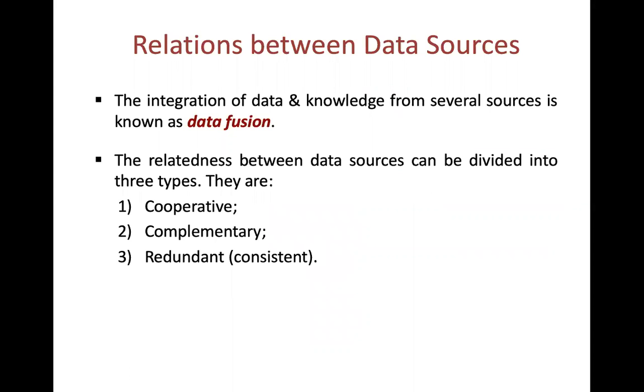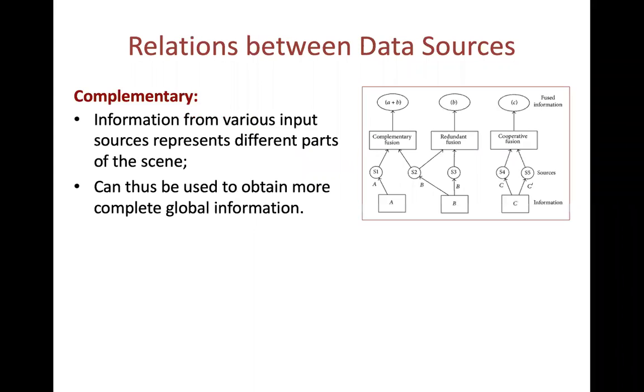So the relationships, the relatedness between the data sources can be split or categorized in multiple ways. It can be complementary data sources or cooperative data sources, or also redundant or consistent data sources. Sometimes we can have the same information from two different sources, and if this level of overlap of the information is very high, we maybe don't need one of these data sources, called redundant data sources.